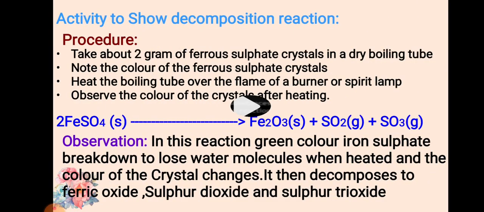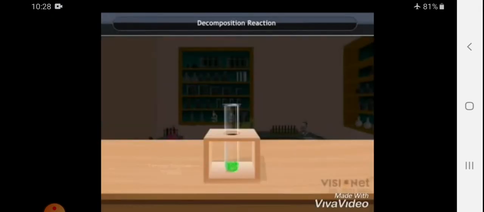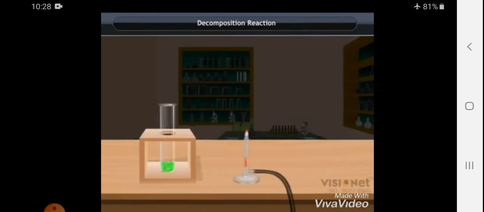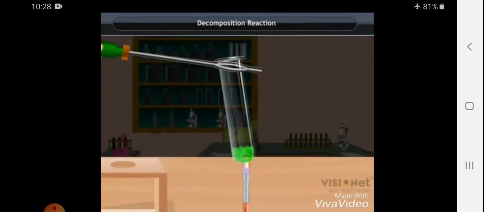Let us watch the video to understand the decomposition reaction of ferrous sulfate. So we are taking 2 grams of ferrous sulfate crystals in a test tube, in a boiling tube. We are going to heat these ferrous sulfate crystals over the flame, that is a spirit lamp. So the green color ferrous sulfate changes its color.